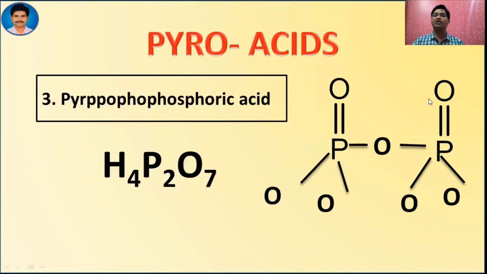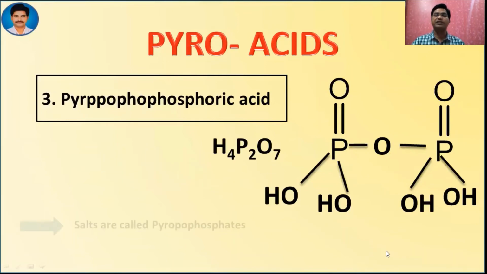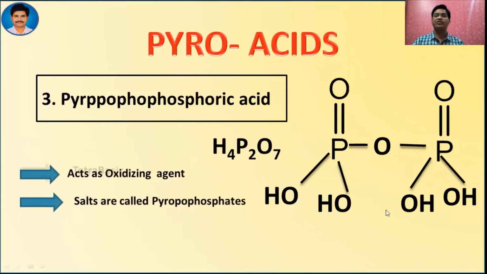How many? 1, 2, 3, 4, 5, 6, 7. Therefore, 7 oxygens are there. Then now supply the hydrogens. Therefore, you have the hydrogens. Therefore, it is a tetrabasic acid. Acts as an oxidizing agent. Salts are called pyrophosphates because the name ends with -ic.